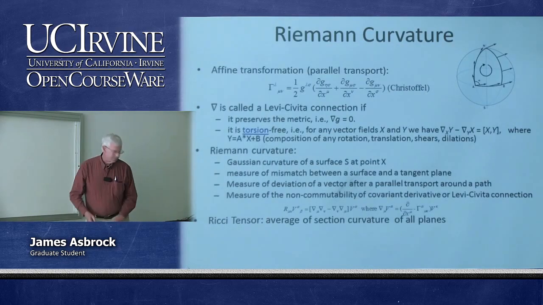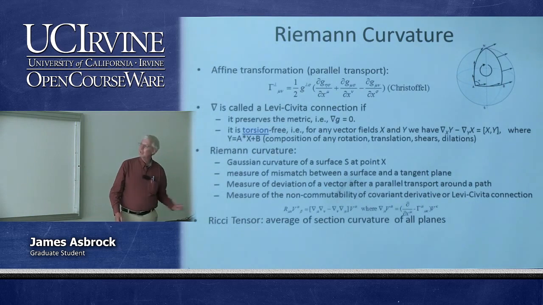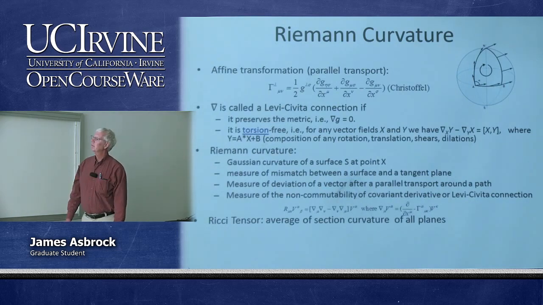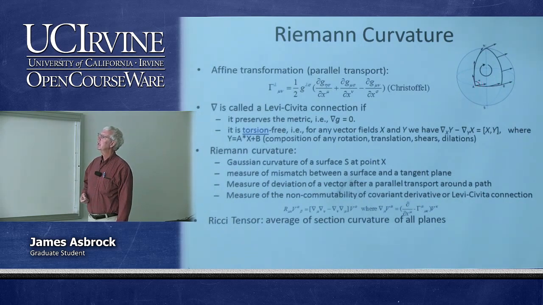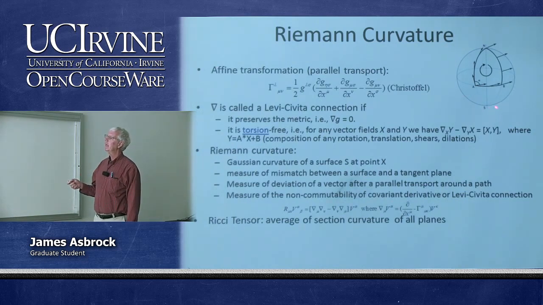Okay, I think we've gone through this in class. Basically, the affine transformation is if you take a vector and parallel transport it across any surface, as you go across that surface and come back, these two things will not align if the surface is curved. And the affine transformation is a measure of that.